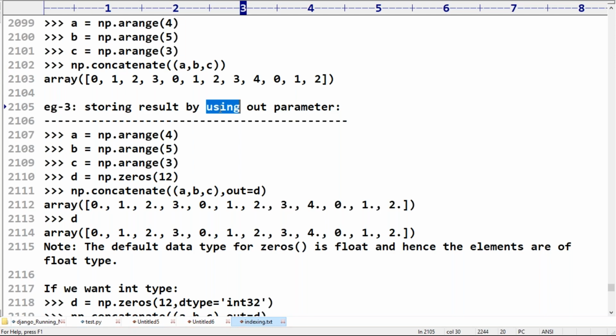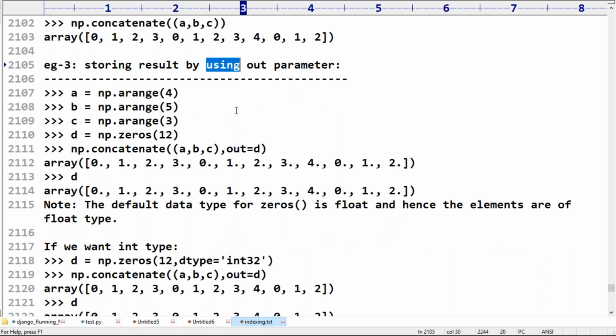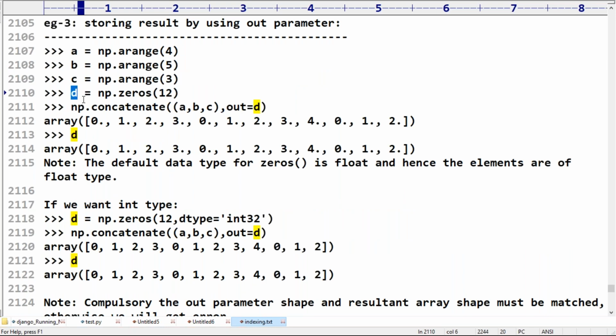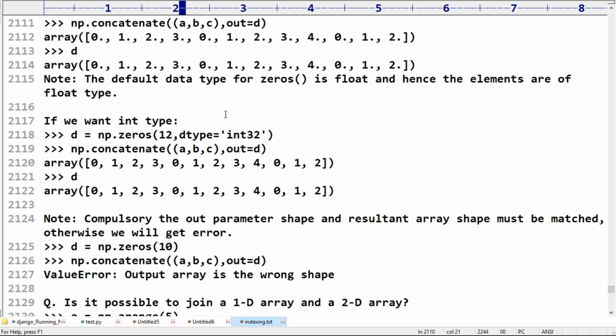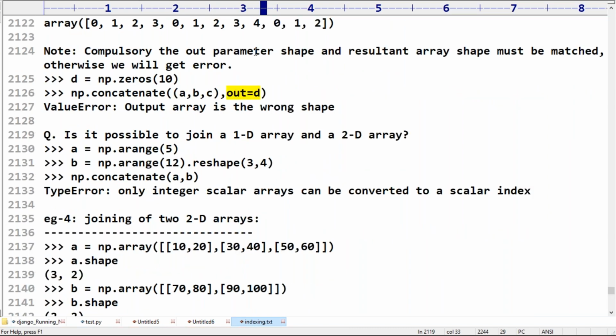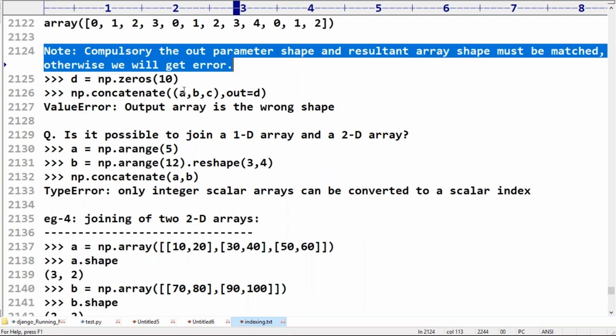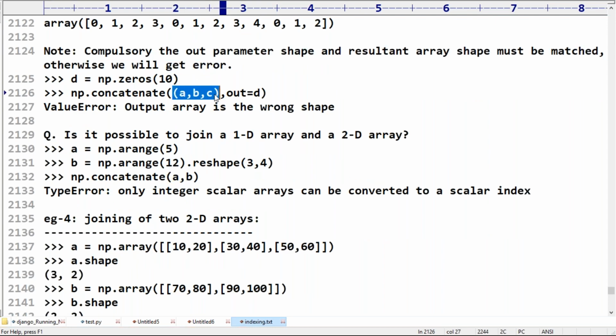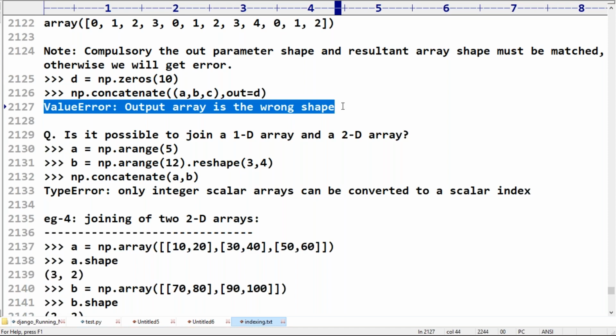Next, storing the result by using the out parameter. I told already, I created one array d with zeros, and later I want to replace it. I want to store this result inside this out. Yes, that is possible. Next, compulsory, the out parameter shape and resultant array shape must match, otherwise we will get an error. If I concatenate these three, there are 12 elements, so the size is 12, but here I took 10 only, so immediately we get the error: output array is the wrong shape.